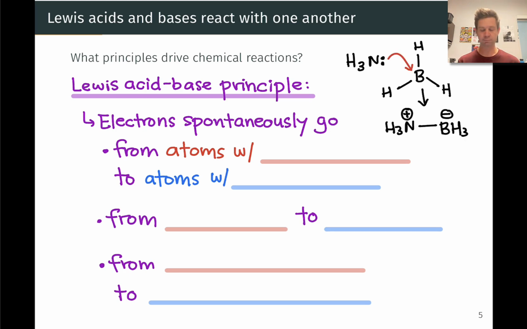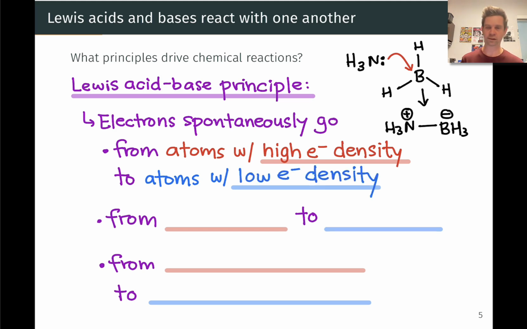So in the product complex, this is a Lewis acid-base complex, we formed a bond using those electrons from the nitrogen atom. And what's happening here is we start with an atom that has relatively high electron density, right? A non-bonding lone pair, relatively high energy electrons. And those electrons are heading to an atom that lacks an octet of electrons in the boron. It's electron deficient. This pattern of bond formation from atoms with high electron density to atoms with low electron density is key to the Lewis acid-base principle.